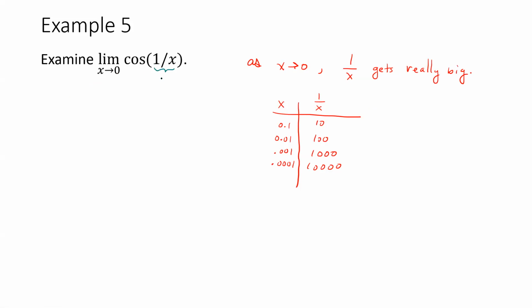if this piece here is getting really big, then we're going to take cosine of something that gets bigger and bigger and bigger, right? Well, what does the cosine function do? Well, cosine is just this oscillating sinusoidal curve, right? It just kind of bounces back and forth between -1 and +1, right?